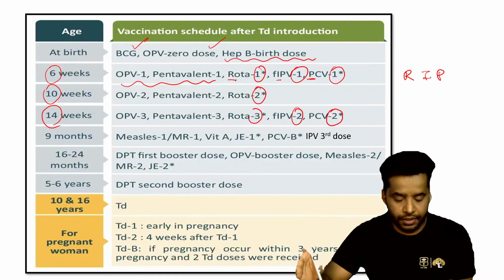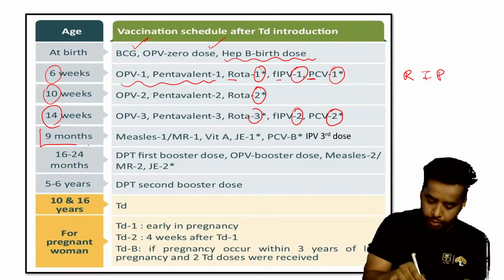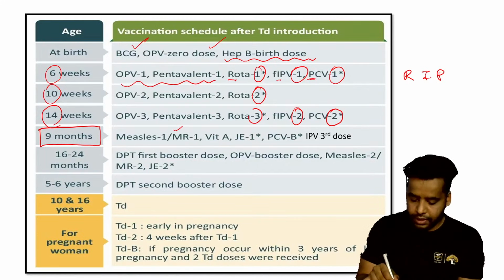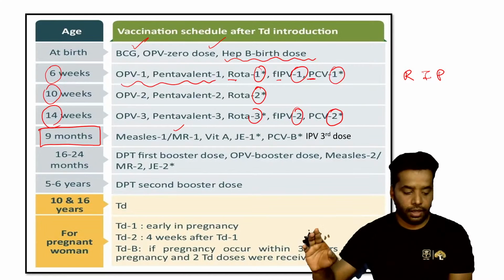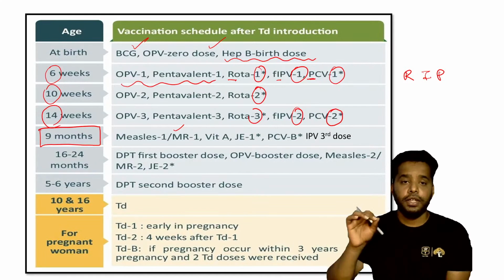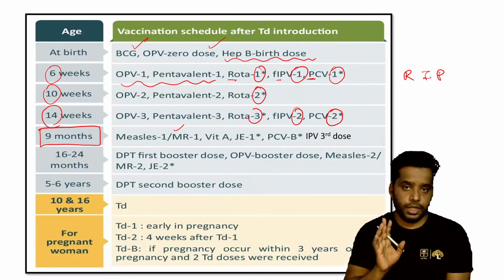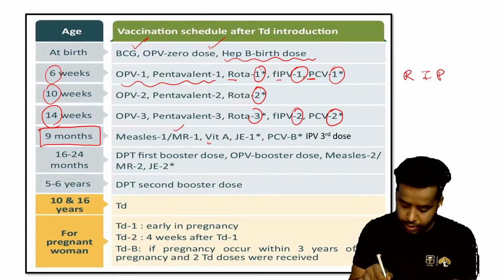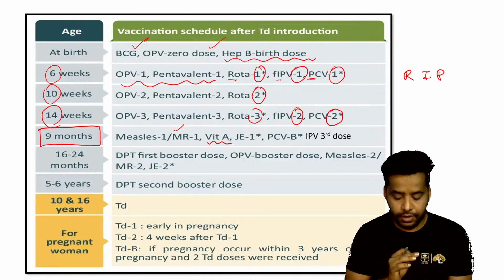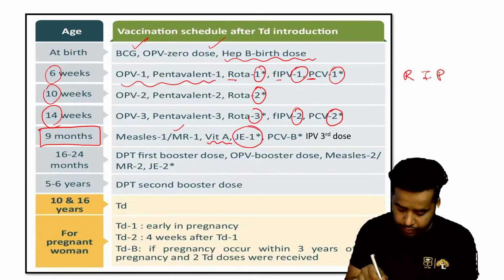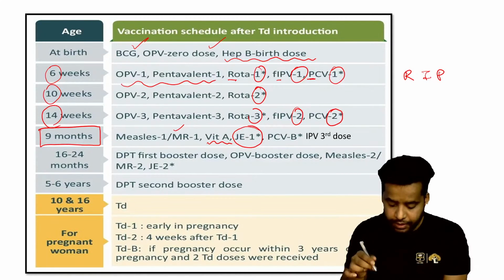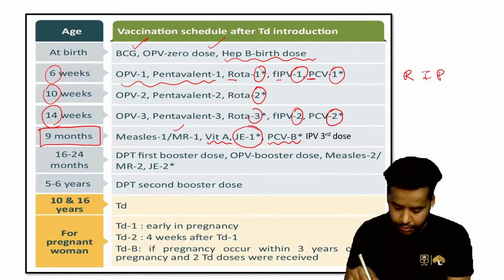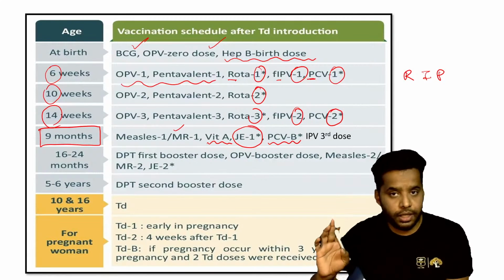9th month, very important for a child. Measles first dose or MR first dose. Most of the states are using MR now. What is MR? Measles, rubella. First dose at 9th month. Vitamin A along with this vaccine. Japanese encephalitis only in endemic states. PCV booster at 9th month. They'll ask this question. PCV booster at 9th month.